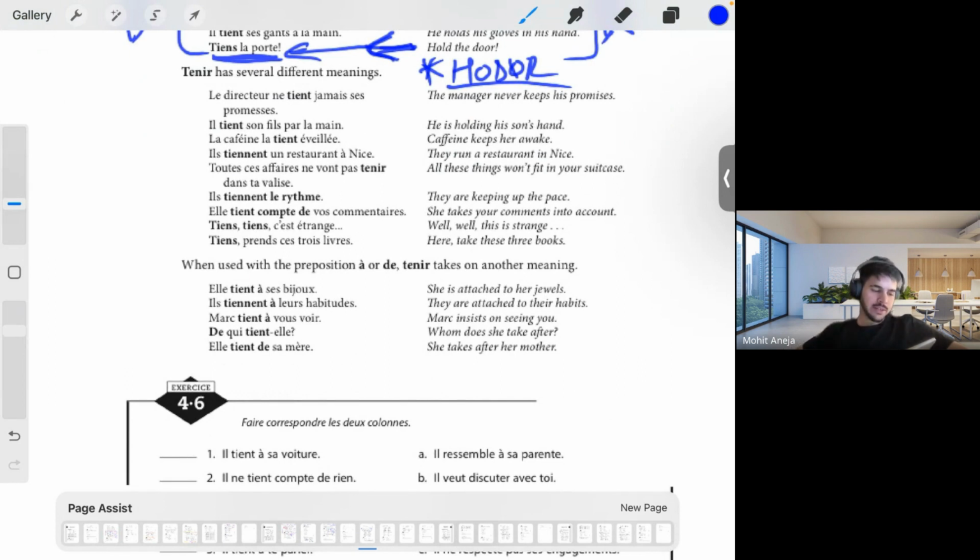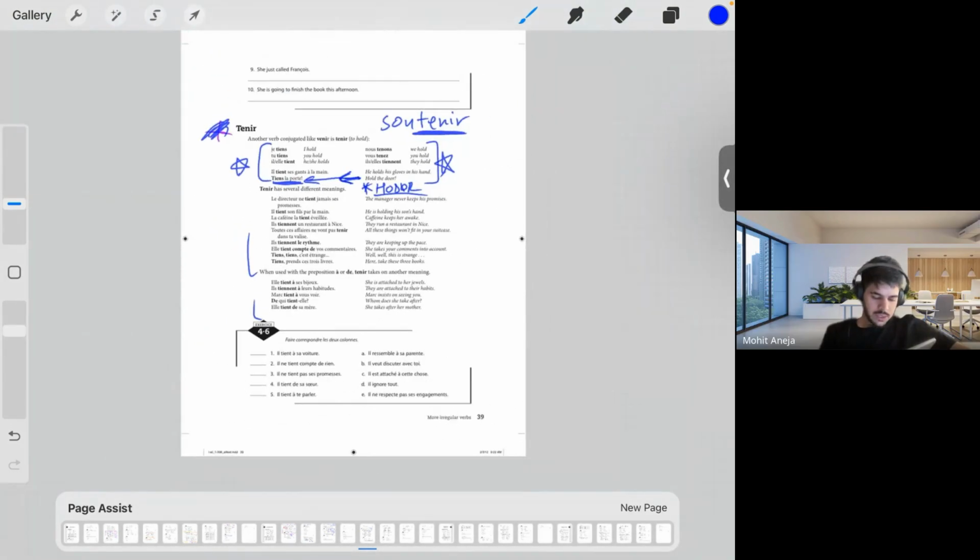Tenir has several different meanings, and we are not very concerned with these meanings. You can go through these on your own. I will not discuss a lot of these, but the basic meaning is to hold something. You have to know that. You can't skip that. The other meanings are unimportant; you can go through them, and it's good to know them. If you know them, it's good enough. But don't prioritize these over other important things that we need to learn. Good. Very nice.